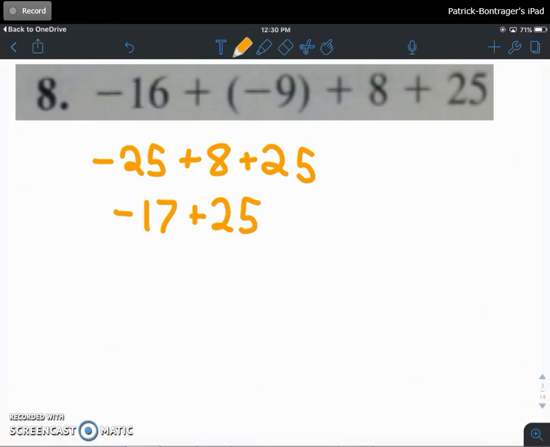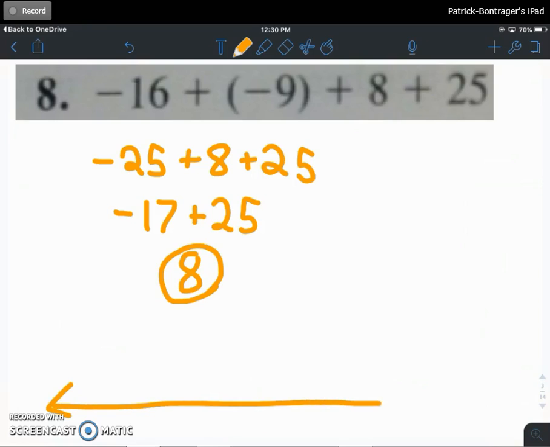All right, so then I got negative 17 plus 25. Again, different signs. So I'm going to take the difference of the two numbers. 25 and 17, their difference is 8. All right, so it's 8. And I'm going to keep the sign of the larger number, which is positive. So my answer is going to be positive 8.